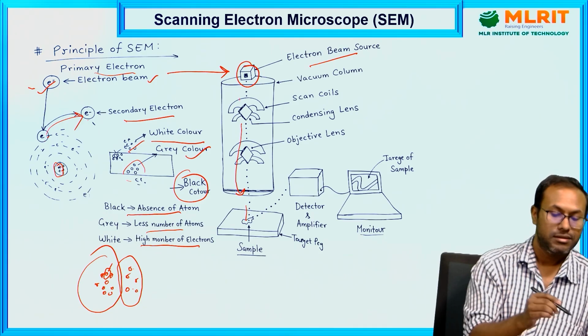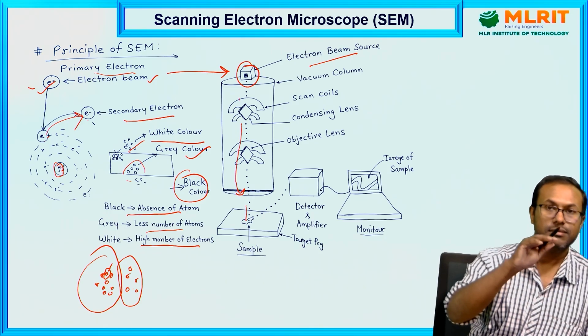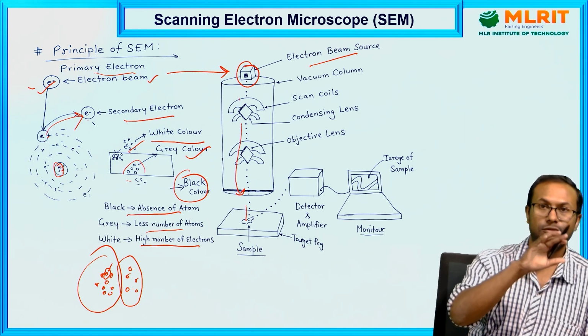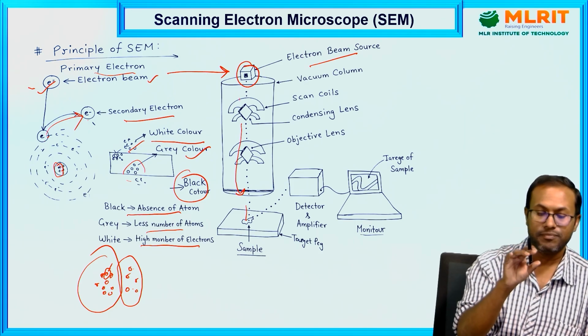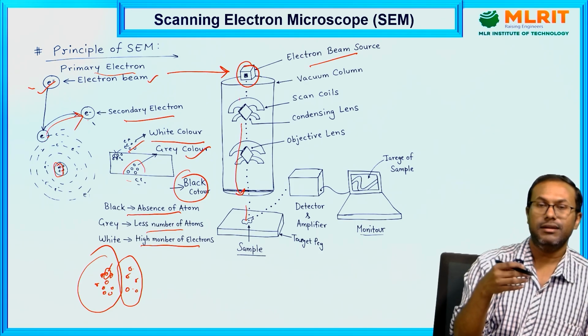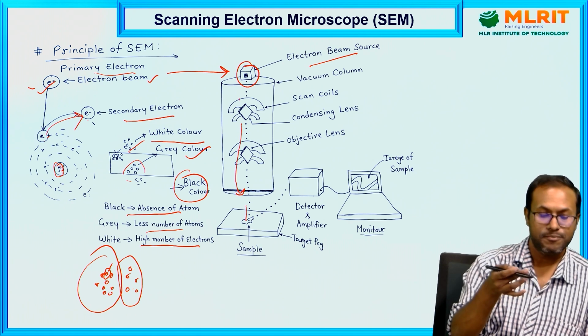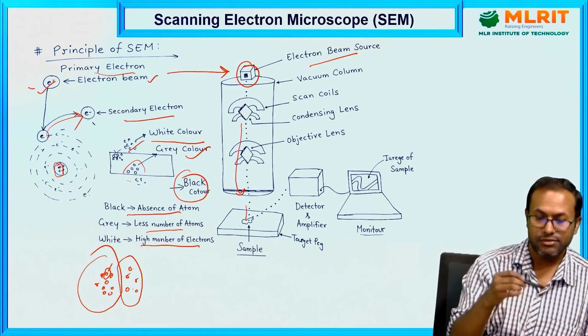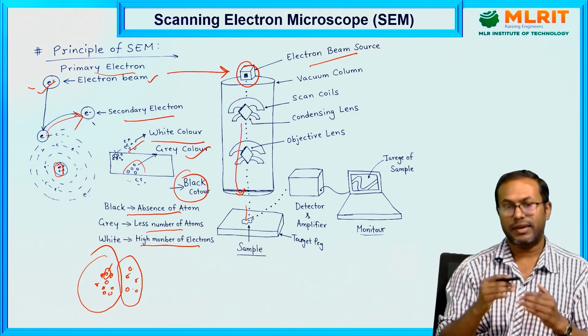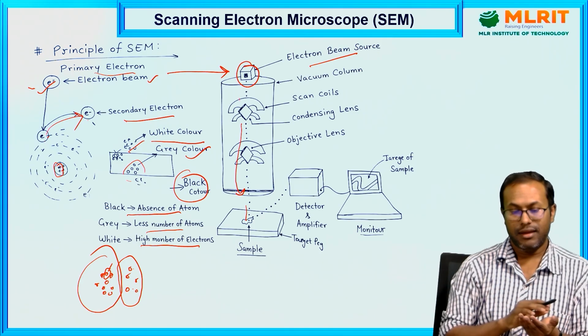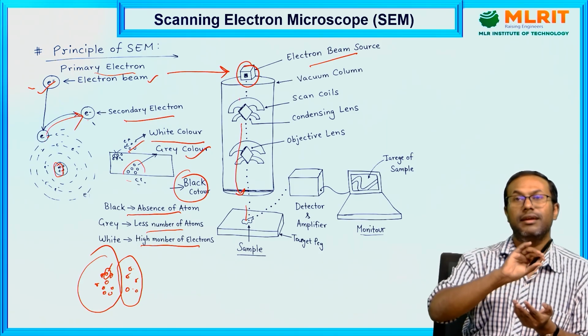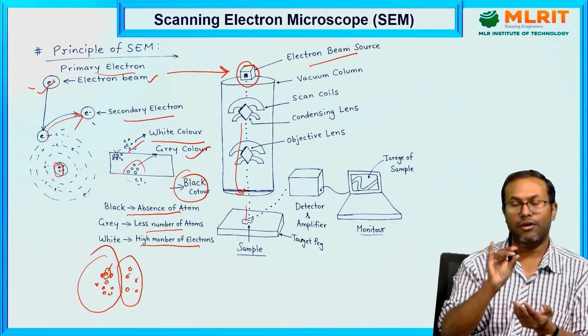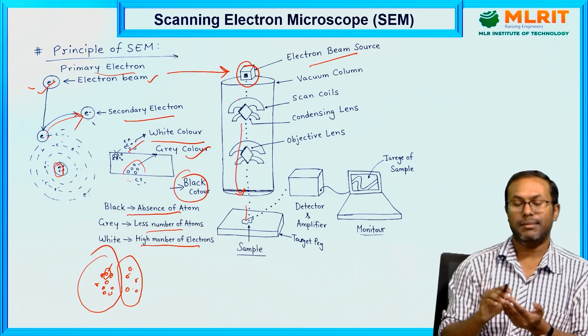White color in the image tells us that a huge number of atoms is present in that region, gray color means a moderate number of atoms is there, and black color means there are no atoms there. In this way you slowly scan over the sample, and slowly the image will be formed. In total it takes some time, like a scan.